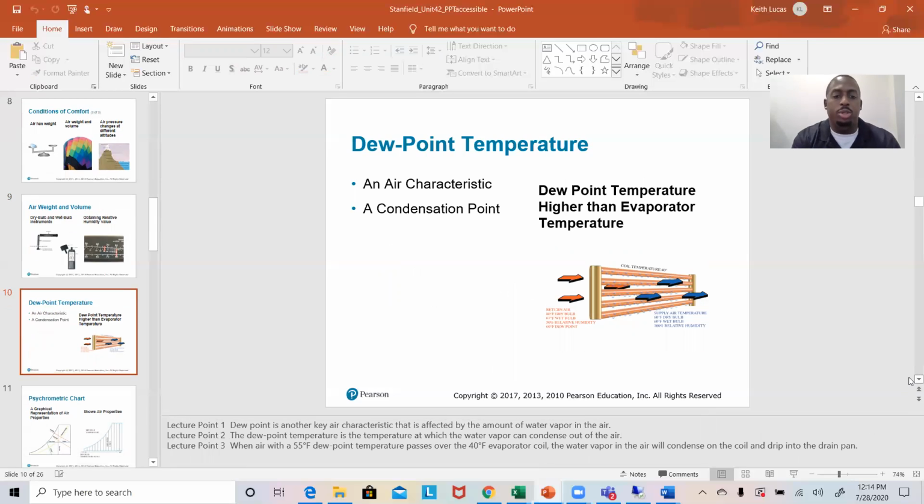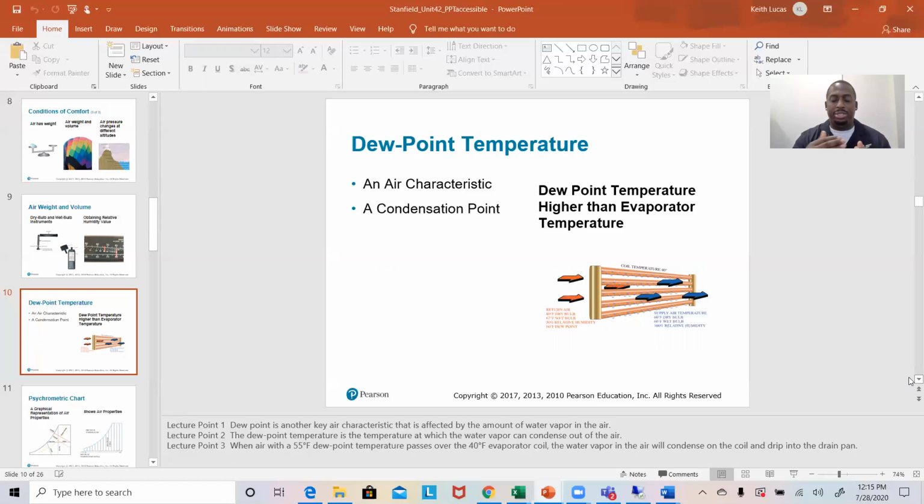Dew point temperature. Dew point is another key air characteristic that is affected by the amount of water vapor in the air. The dew point temperature is the temperature at which the water vapor can condense out of the air. When air with a 55-degree dew point temperature passes over a 40-degree evaporator coil, the water vapor in the air will condense to liquid and drip off the coil, which is why it drips down into the drain pan. So that's where condensation comes from. It's because of the dew point.